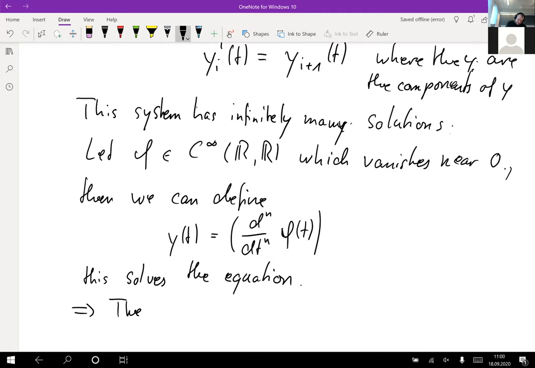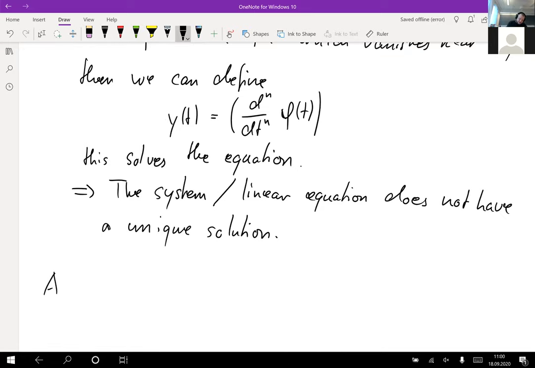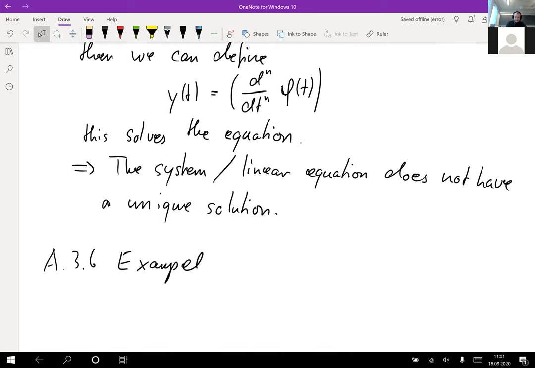And this system or the linear equation does not have a unique solution. And this is now completely different to the situation on Banach spaces, where if the right-hand side of our ordinary differential equation is nice, we get a nice solution. Okay. So this is an example of a linear differential equation which has all too many solutions. Now let's consider another example where we have a differential equation which has too few solutions, namely none of these solutions.